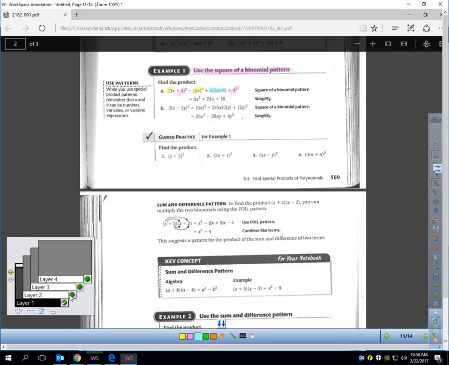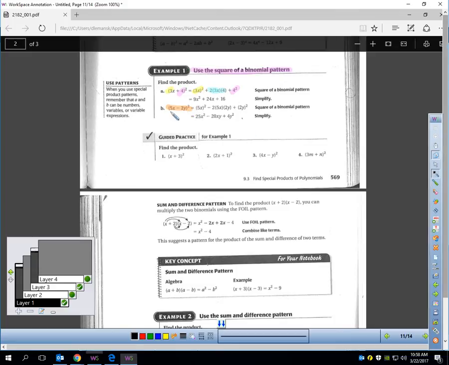And then in the second example you see here, 5x minus 2y squared, I have a binomial squared. I'm going to take 5x and square it, that's 25x squared. I'll take 2y and square it, that's 4y squared. And in the middle, I'll take 5x and negative 2y and double it. And when I do that, I get 10xy doubled, that's negative 20xy. There's my answer.